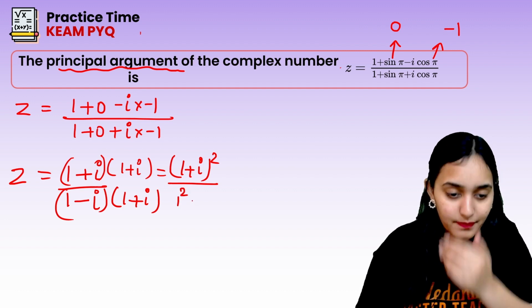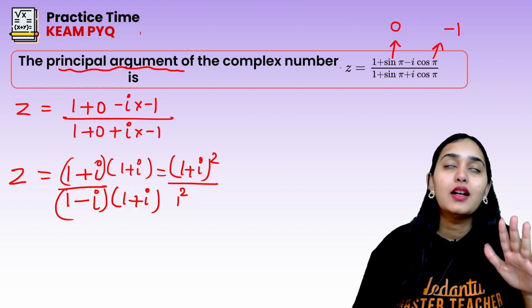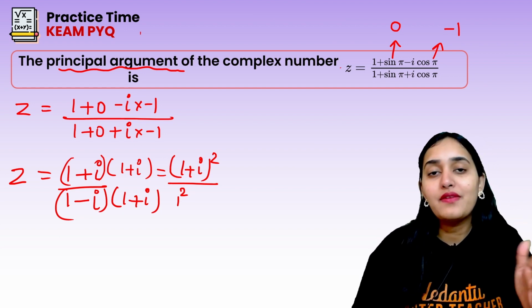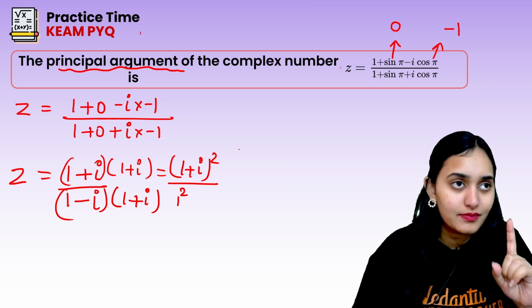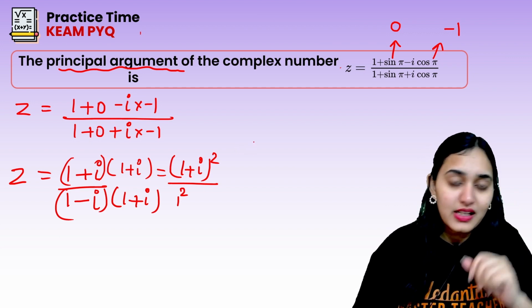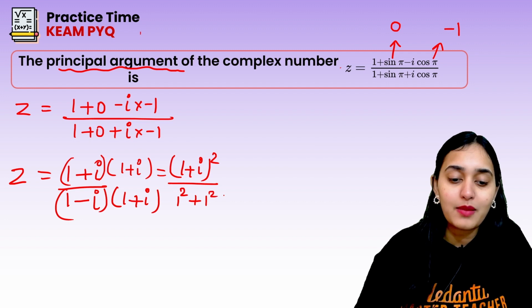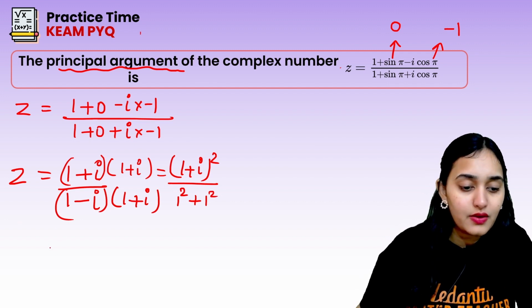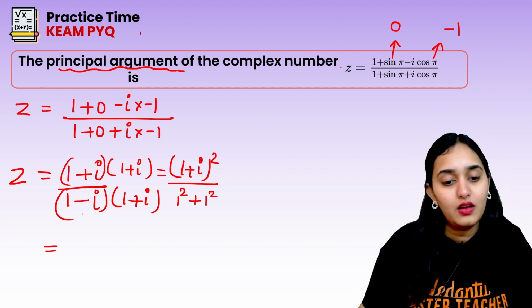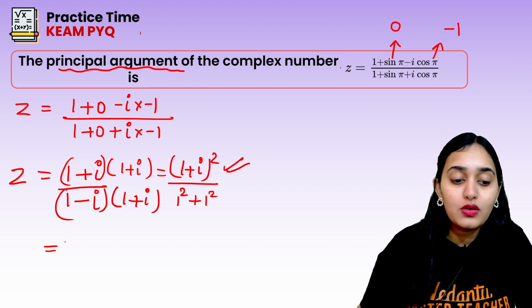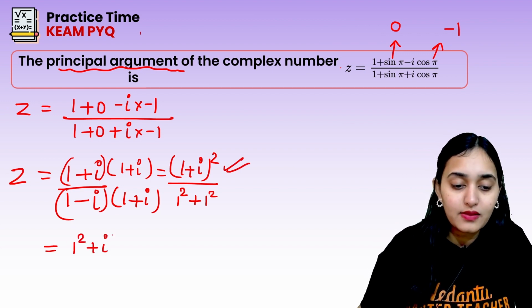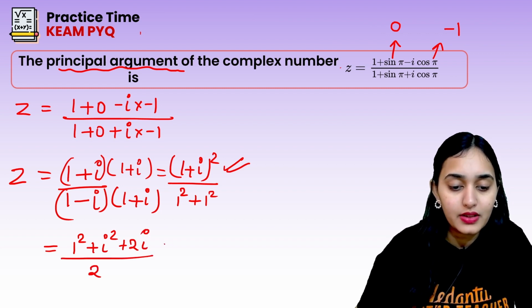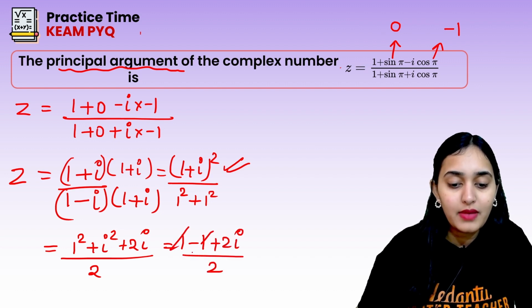So simply, a complex number multiplied with its conjugate is modulus whole square. So modulus whole square will be 1 square plus 1 square, right? So here you have now a plus b whole square, a square plus b square plus 2ab upon 2. Now this is 1 minus 1 plus 2I upon 2. 1 minus 1 cancel, 2 cancel, you get I.